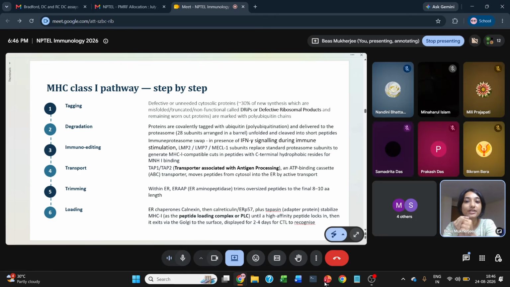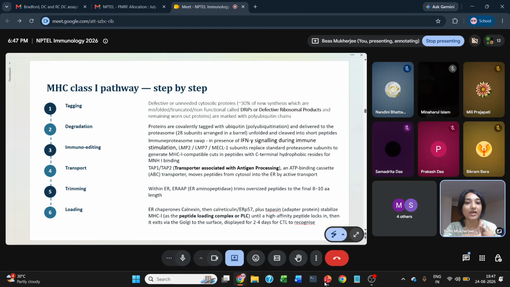Then within ER, achha. So this transport is mediated by these proteins TAP1, TAP2, and then through this ABC transporter, it is basically going. Okay. Now there is something called trimming. What is trimming? Now inside the ER or endoplasmic reticulum, there is something called ER aminopeptidase, which is an enzyme which trims the oversized peptides into final 8 to 10 amino acid length.